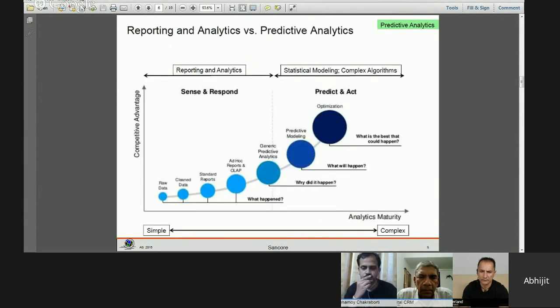So the next slide talks of reporting and analytics versus predictive analytics, and you can see that there's a certain amount of analytics maturity as you go from left to right, from simple to complex. It's essentially the same idea as in the previous slide, but now we're trying to understand it in a sequential or time-based fashion.